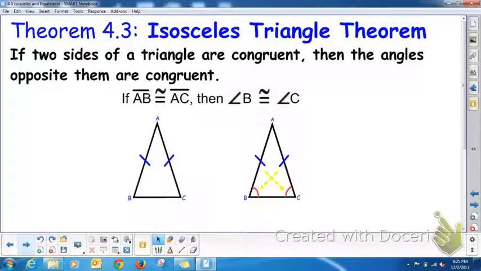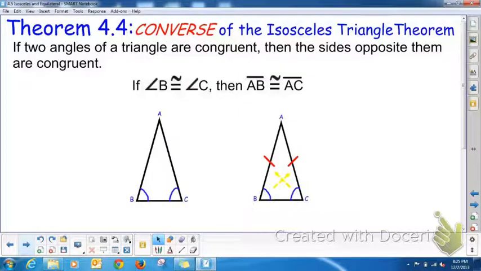Theorem 4.3, the isosceles triangle theorem. If two sides of a triangle are congruent, then the angles opposite them are congruent. So, if segment AB is congruent to segment AC, then that means that these angles, B and C, are congruent. The angles that are across from the congruent legs are congruent. So, if it's an isosceles triangle, because you know the legs are congruent, then you know the base angles are congruent. The angles that are across from the congruent legs.